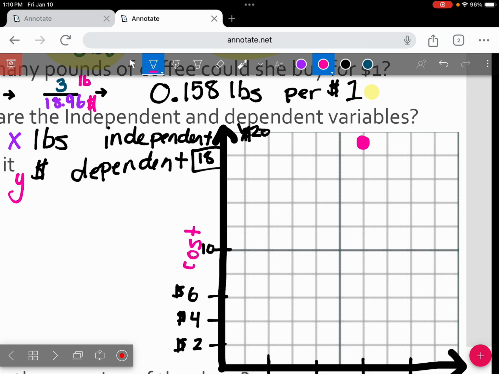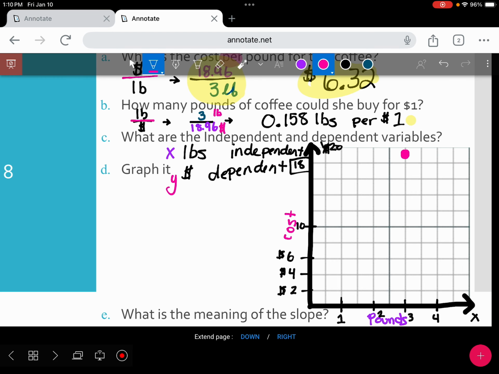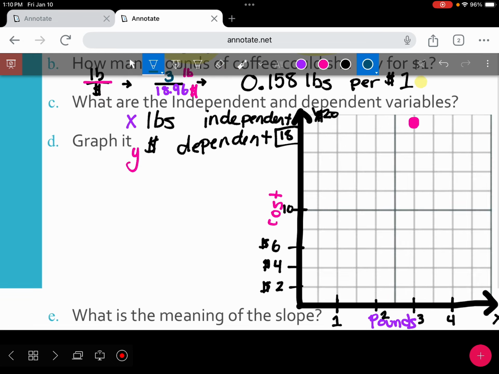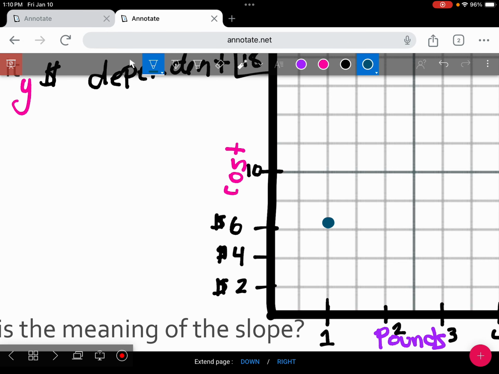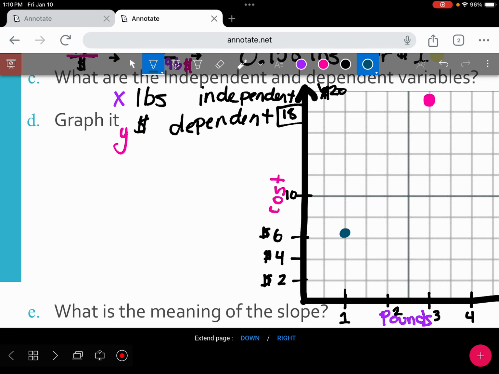If I want pure beautification, exact gorgeousness graphs, we'll do them on the computer. Whenever we graph by hand, we get the vibe of a graph. It is not purely analytical, 100% correct gorgeousness. It is a vibe. Okay, so this point here, this is my 3 pounds of coffee, costs $18.96. What other data do we know? 1 pound of coffee costs a little bit more than $6. Is there anything else we know?